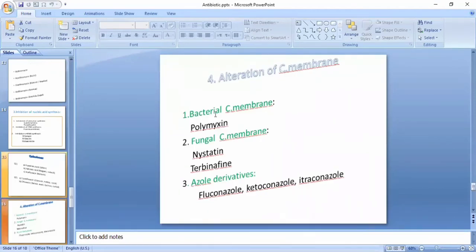The fourth way of action of the antibiotics is the alteration of the cell membrane. These antibiotics change the cell membrane composition, or they alter the cell membrane. And these drugs may be divided into three categories: those which act on the bacterial cell membrane, known as the polymyxin.